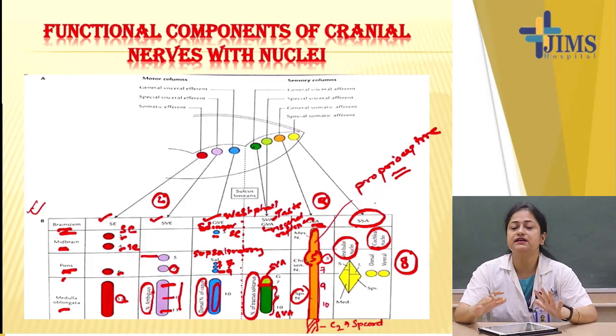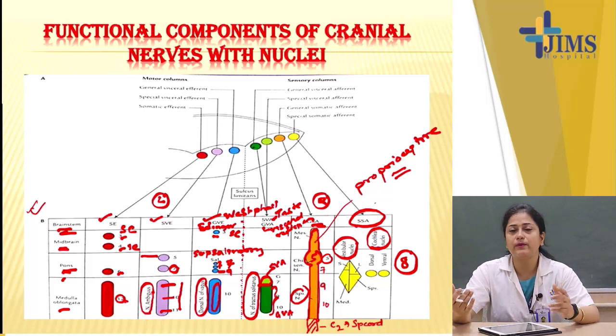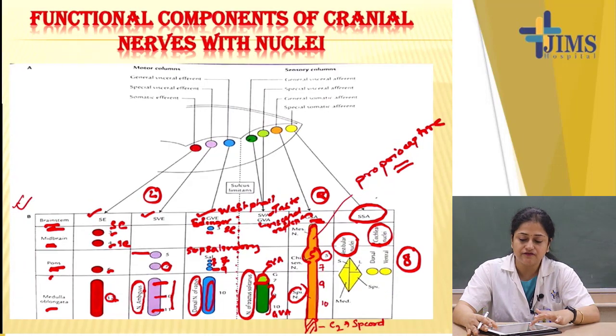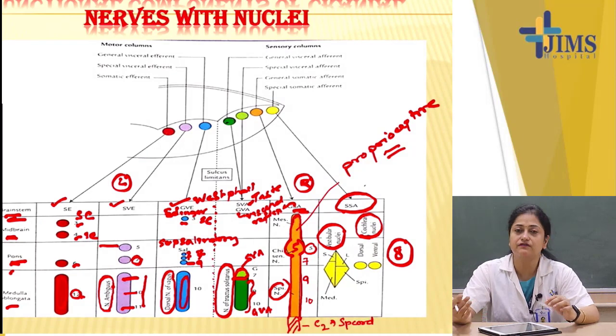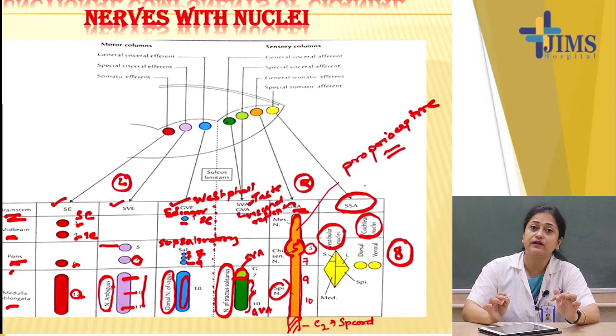So how will this introduction help you? If you can understand these two pictures well, then if any cranial nerve comes, you can write about it. A common cranial nerve that comes is the facial nerve, right? If the facial nerve comes and you are asked to write the functional component and the deep origin of the facial nerve and you don't know it, if you remember this picture, then you can write that.